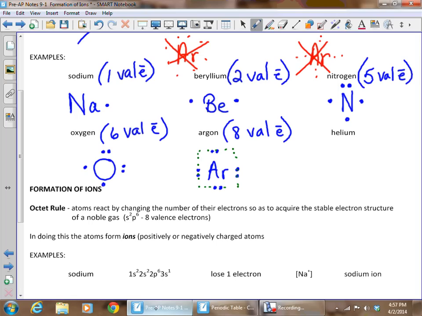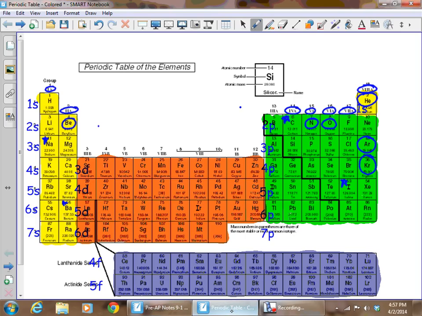Now, helium's a little different. If we look at where helium is on the periodic table, it makes it look like helium has 8 valence electrons. But how can helium have 8 valence electrons if it only has 2 total electrons to begin with? So helium's going to be an exception to the rule. It only has 2 valence electrons.